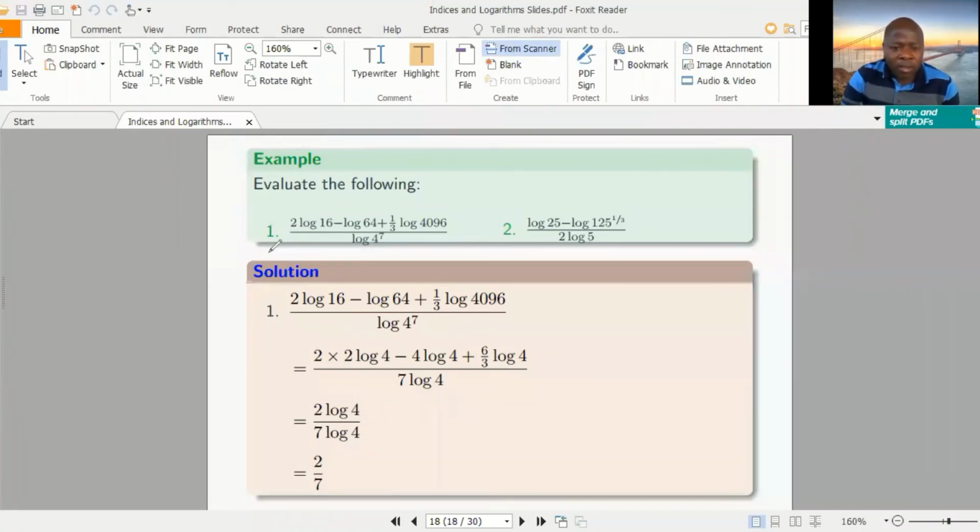Now, let's look at this, evaluate this. Again, we will just be using the laws of logarithm. You can see subtraction here, which will mean division. You can see addition, which will mean multiplication, and so on. So in fact, I began by simplifying this. It's not necessary, but okay.